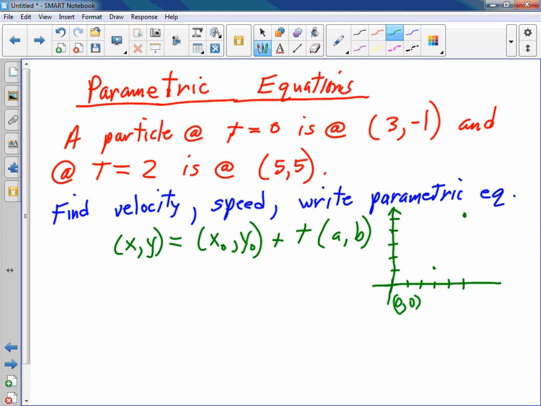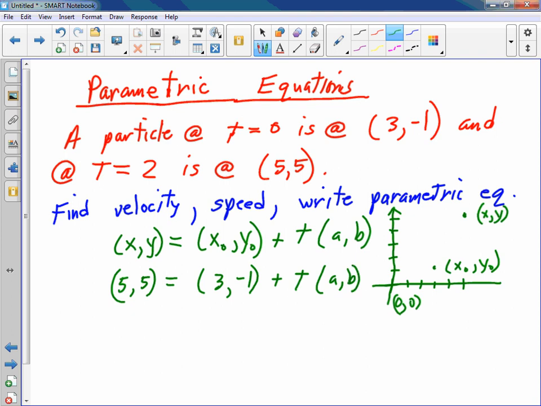So this is our xy here. So that's 5, 5 equals, and then we have our starting position here. This is our x sub 0, y sub 0. So that's 3, -1, plus t, a comma b. And this is going to be our velocity. Okay? And that's what we can find.